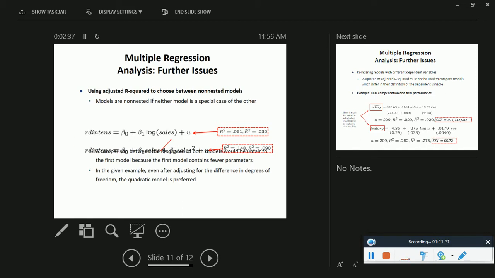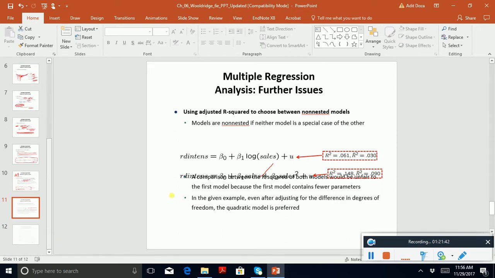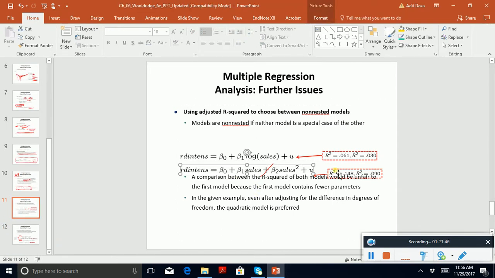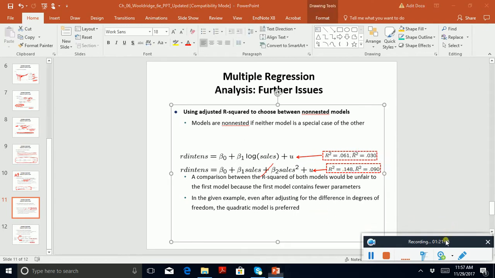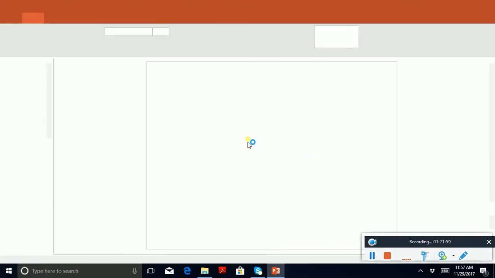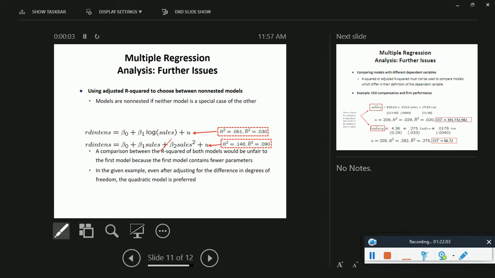Here it's not really clear. What they have done is, in the first model it's only the linear model, no square terms, if you observe. In the second model, although it's not clear because the slides overlap, there is a quadratic term of sales, but the difference here is the first one is a log of sales, and in the second one there is no log.